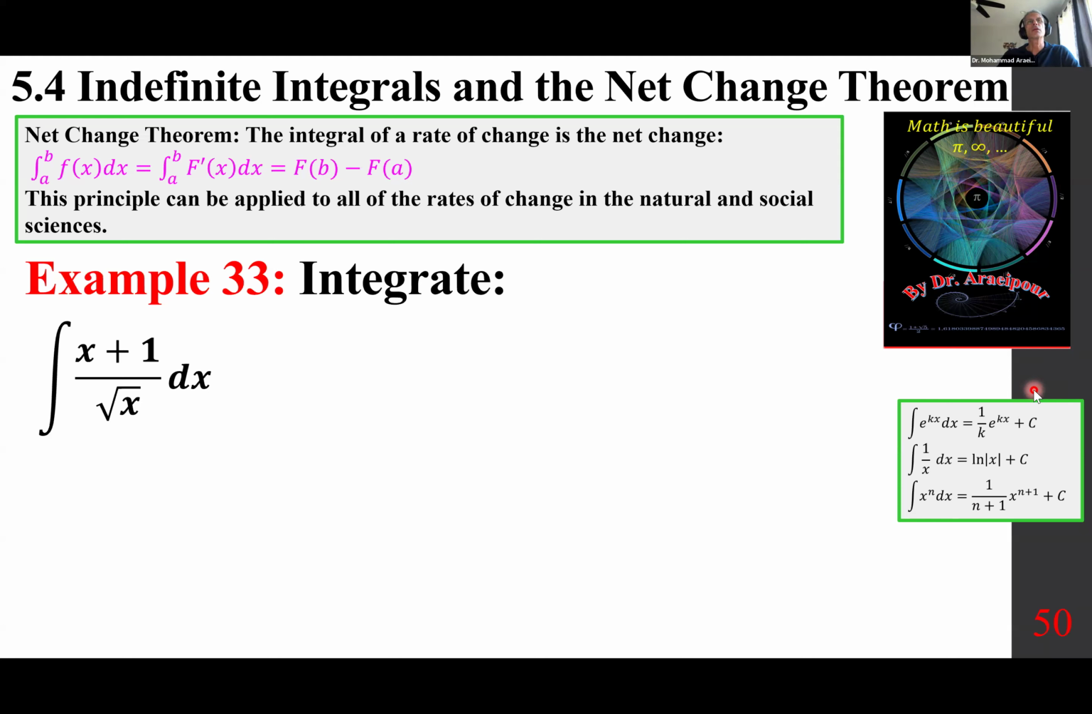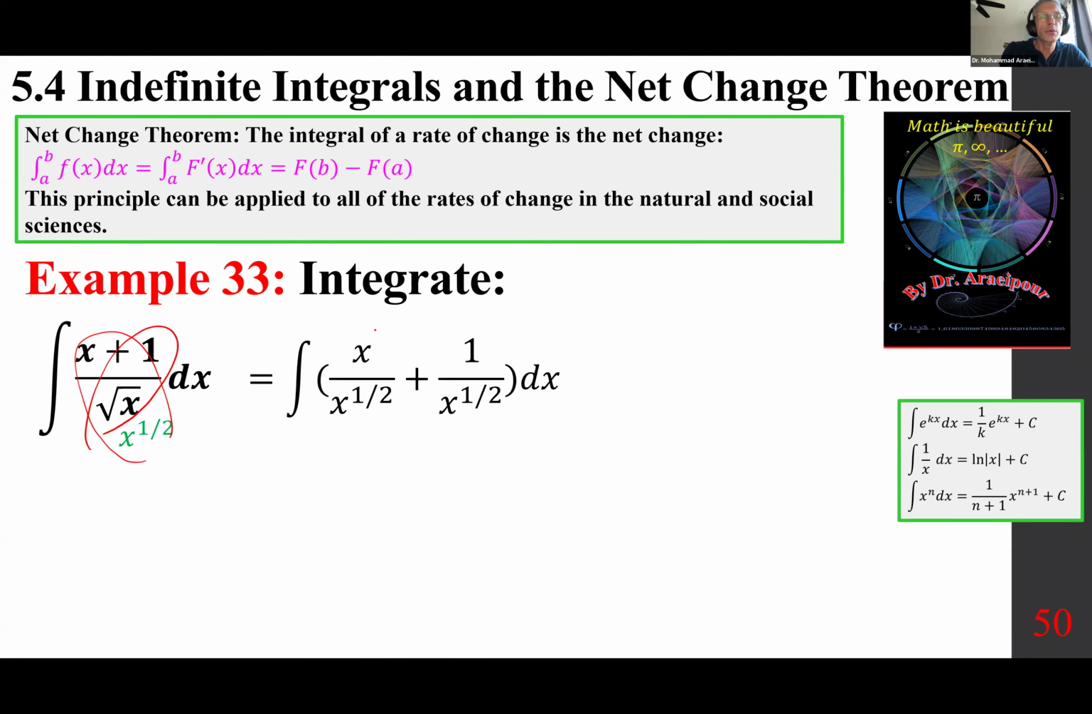Antiderivative or integral formula. So to start with this, we are going to change square root of x to the power of 1/2. We make up two fractions, this one and this one. This is one, this is another one. And x has exponent 1 when we don't see an exponent. 1 minus 1/2 makes it 1/2. So x to the power of 1/2 plus x to the power of minus 1/2.